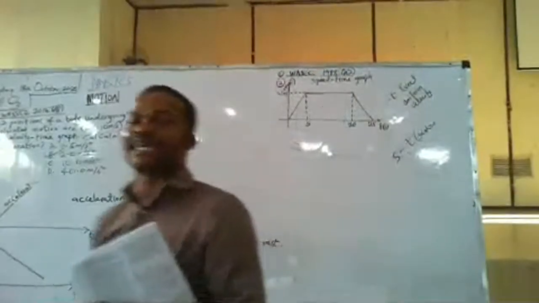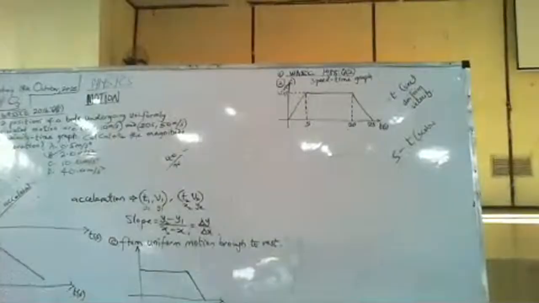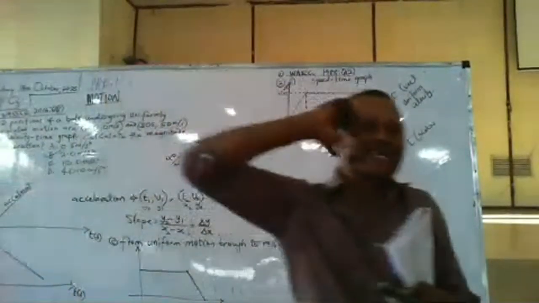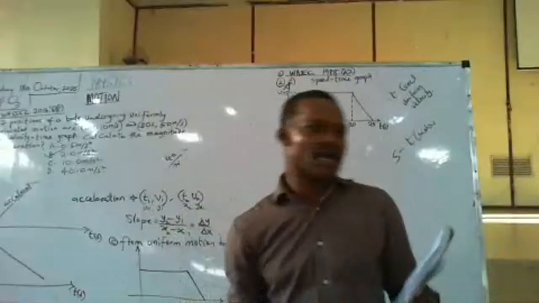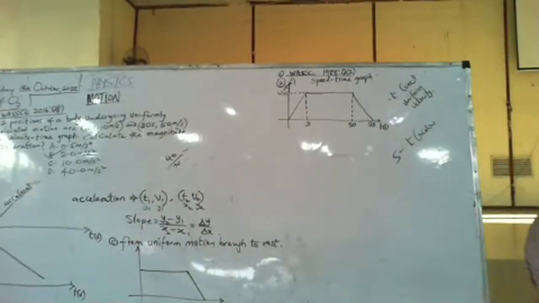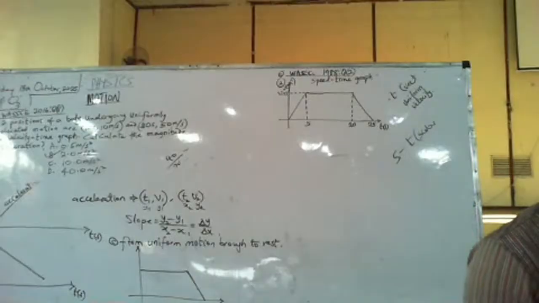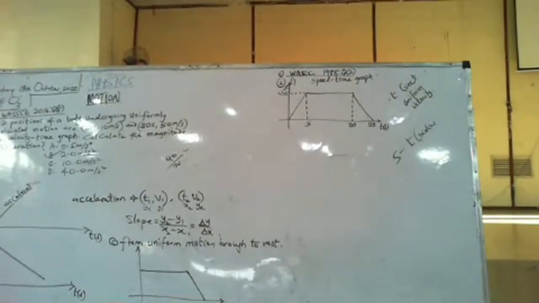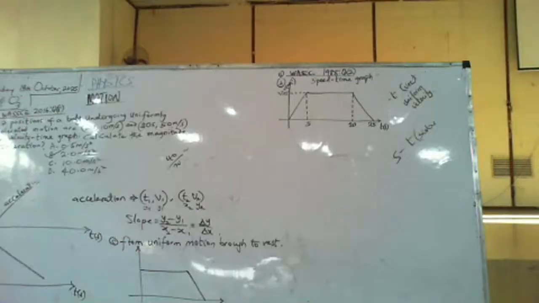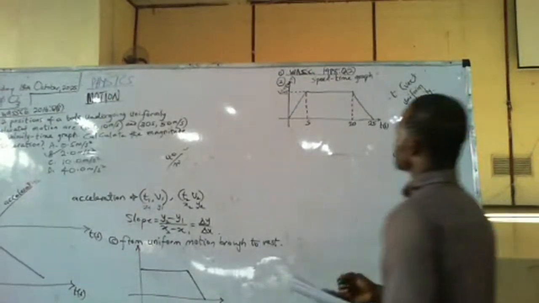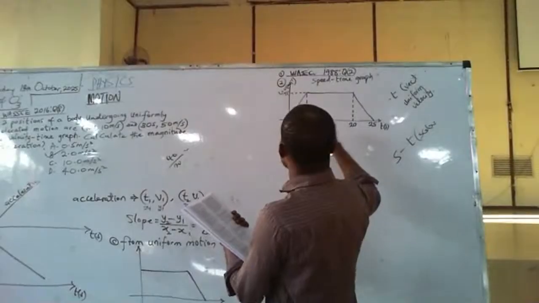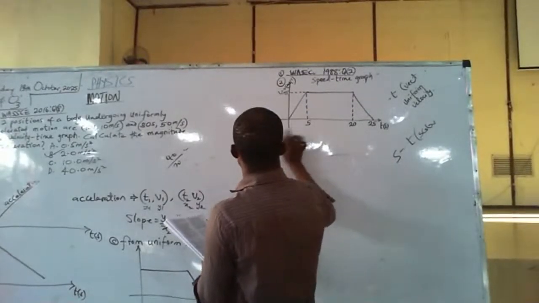Hello guys, if they say speed-time graph, what does it mean? It's still the same approach as a velocity-time graph. Just keep in mind that speed means normal distance over time, while velocity means displacement over time. The velocity-time graph is a vector quantity, while the speed-time graph is a scalar quantity.